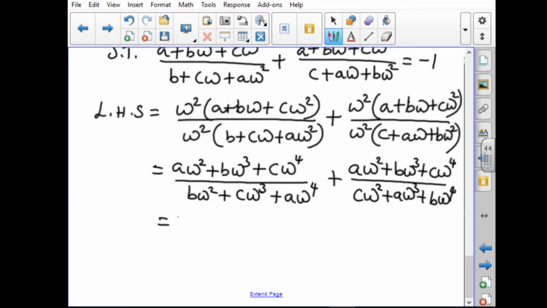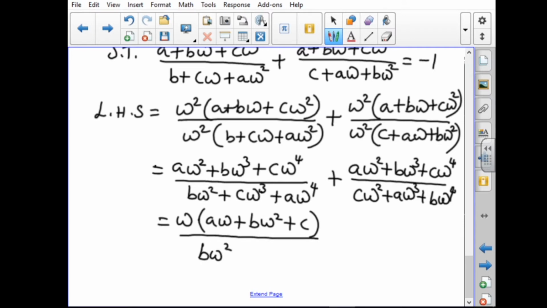Take omega outside in the numerator, it will become omega times (a omega plus b omega square plus c). In the denominator we have c omega cube, and omega can be taken outside, so it becomes c divided by (b omega square plus c plus a omega). So now we are getting the same term in the numerator and the denominator. After multiplying with omega square, you can take omega outside in the numerator alone.